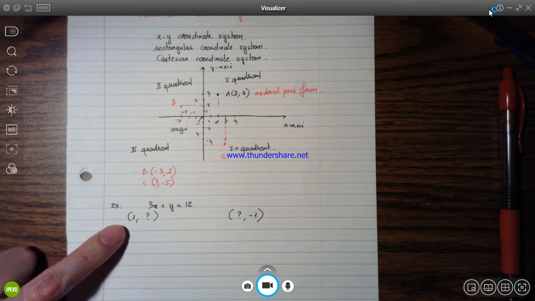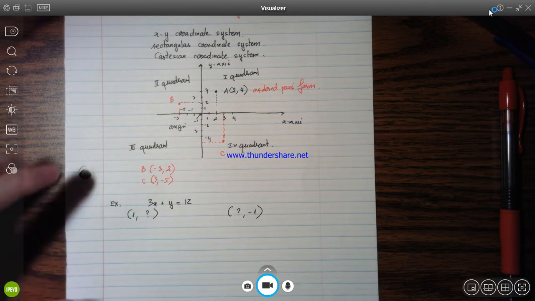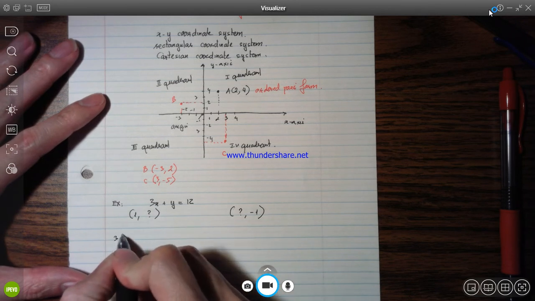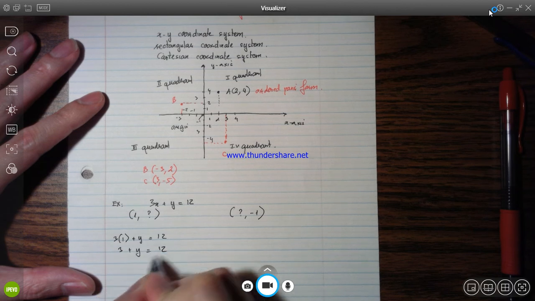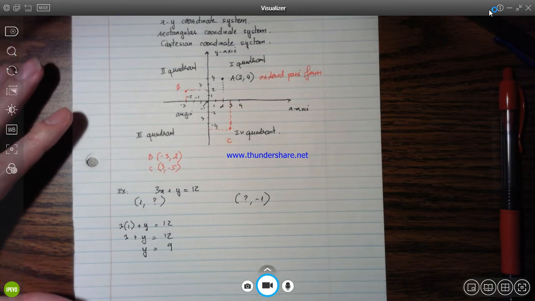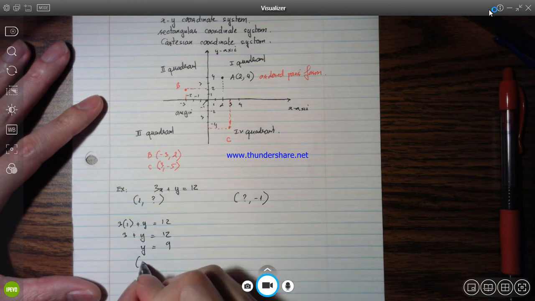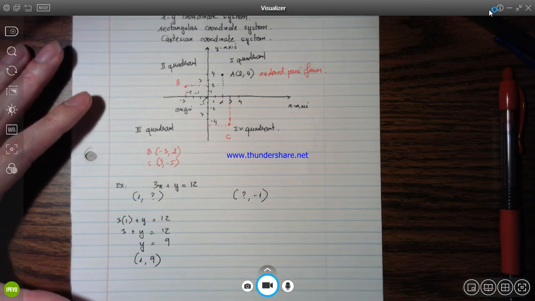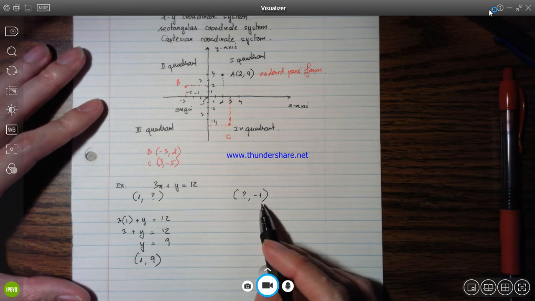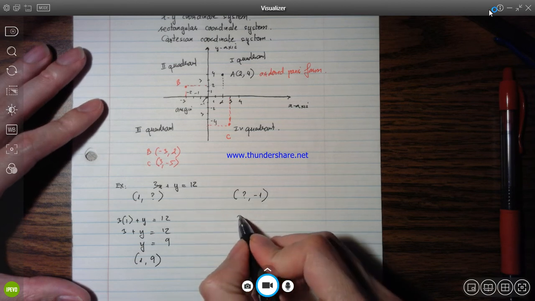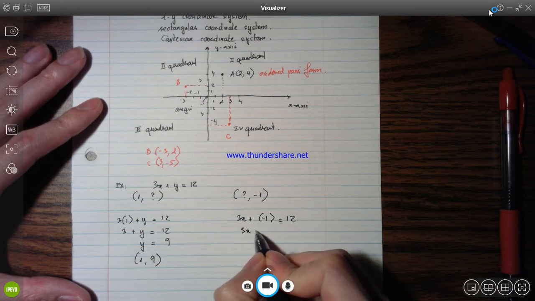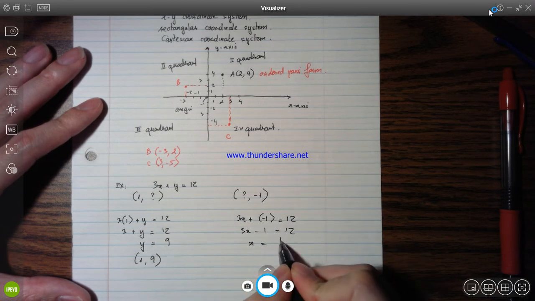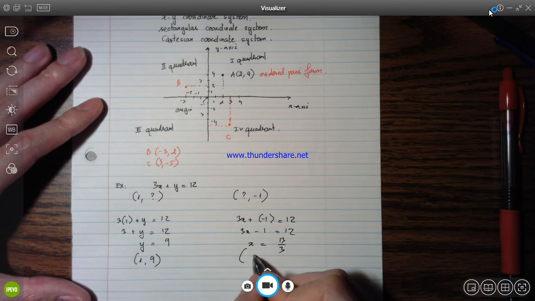When they give you the first component, which is the x component, you just replace the x with 1, so you're gonna have 3 times 1 plus y equals 12, and from here you can get y is 9, right? Then you see that you can get the point is (1, 9). Similarly, if they give you the y component, you just replace the y with that, so you have 3x plus (-1) equals 12, so you have 3x minus 1 equals 12. Then x equals 13 over 3. Then the whole point will be (13/3, -1).